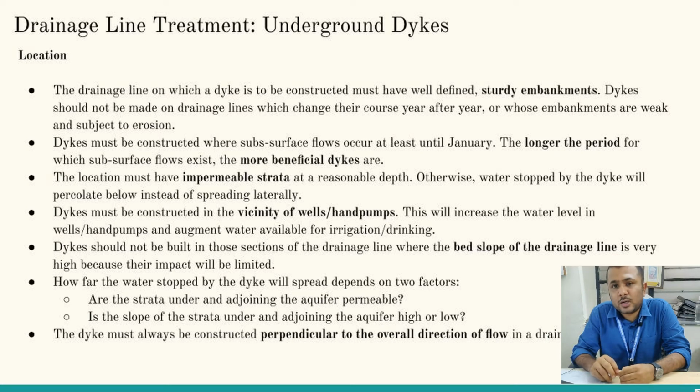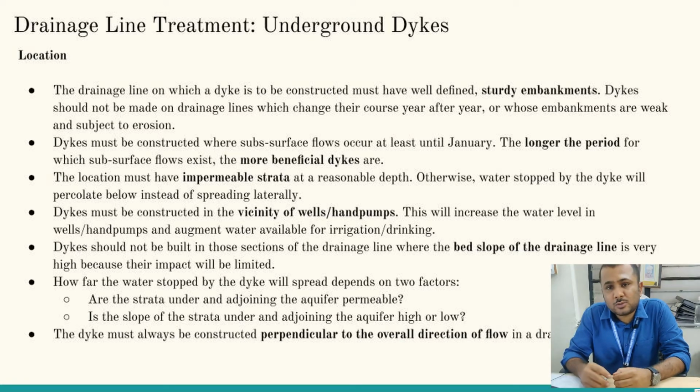Underground dykes should be constructed in areas where there is a long duration subsurface flow. If there is no subsurface flow, the objective of the underground dyke will not be satisfied. As I already explained, the impermeable strata should be readily available. If the impermeable strata is not available at a minimum height, what will happen? You need to dig a very deep trench and it becomes uneconomical to construct such underground dykes.